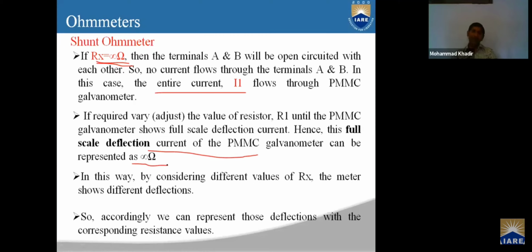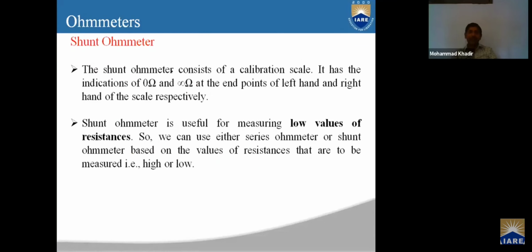This is the reverse operation of the series ohm meter. This is the way you have to calculate your unknown resistance. Okay. In this way, different values of Rx can be measured in the shunt ohm meter. And the shunt ohm meter consists of the calibration scale. It has the indication of 0 ohms and infinite ohms at the end points, left hand and right hand side of the scale respectively. And here one thing: the series ohm meter is used for high values of resistance. The shunt ohm meter is used for low values of resistance.